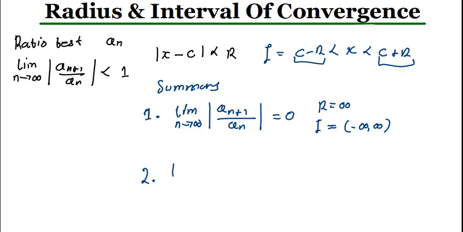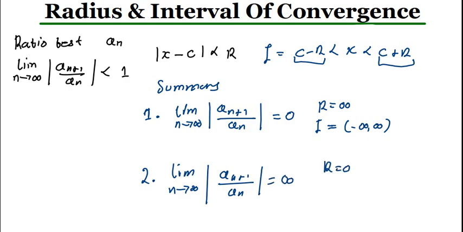The second one is if you evaluate the limit as n approaches infinity of a sub n plus 1 divided by a sub n, and this is equal to infinity, this tells you that your r is equal to 0. Then the interval is not really an interval, it's just at one point. It's just at 0.